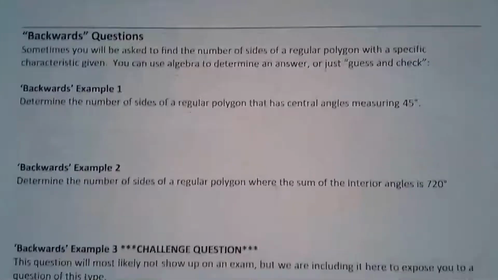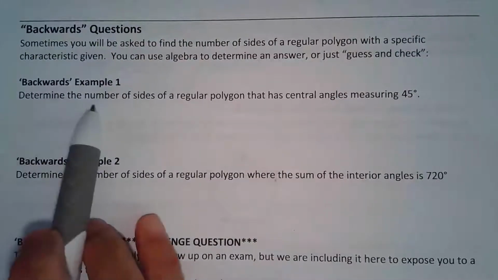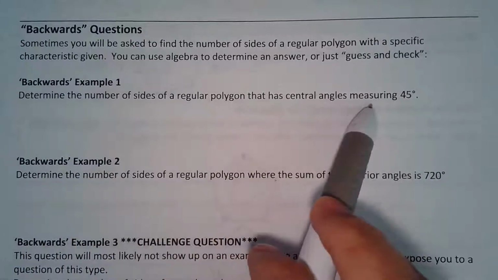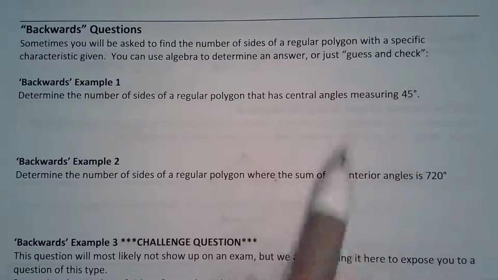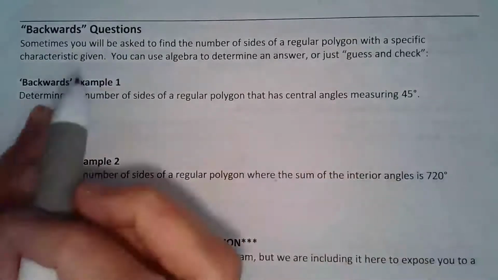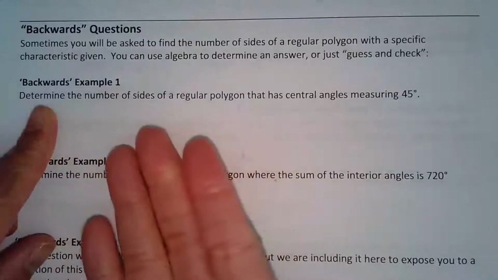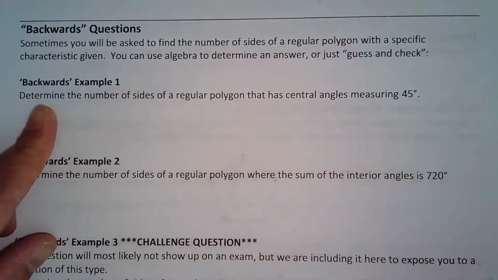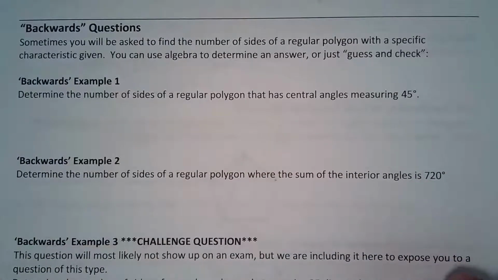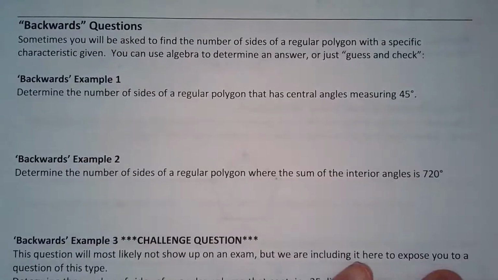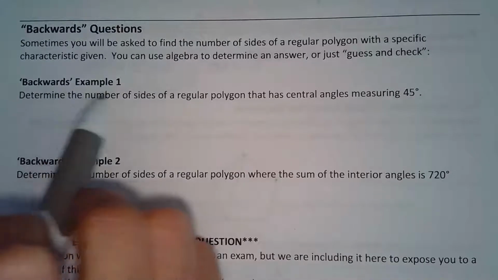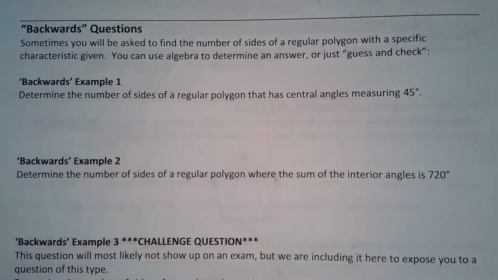Okay, so here it is. Determine the number of sides of a regular polygon that has a central angle measuring 45 degrees. Okay, so let's do this one here. I'm going to just show you the algebra part, but if you're not comfortable with that, then we could do guess and check. Determine the number of sides of a regular polygon that has a central angle measuring 45.